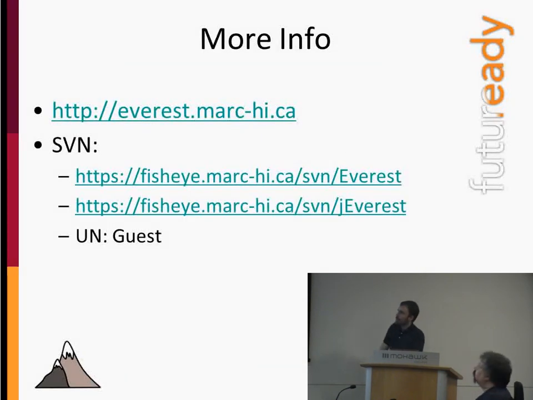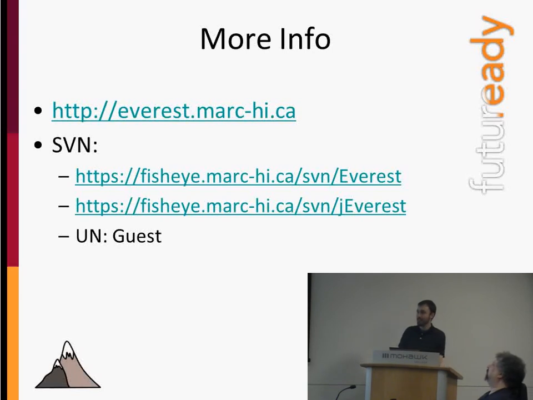So for more information, we have everest.mark-hi.ca. We've had about 4,600 downloads of it so far. And also we have a public SVN where you can grab the latest source code. We don't allow commits unless you email me and ask nicely. Or if you're a student at Mohawk College, you can commit things and then I'll reject them.